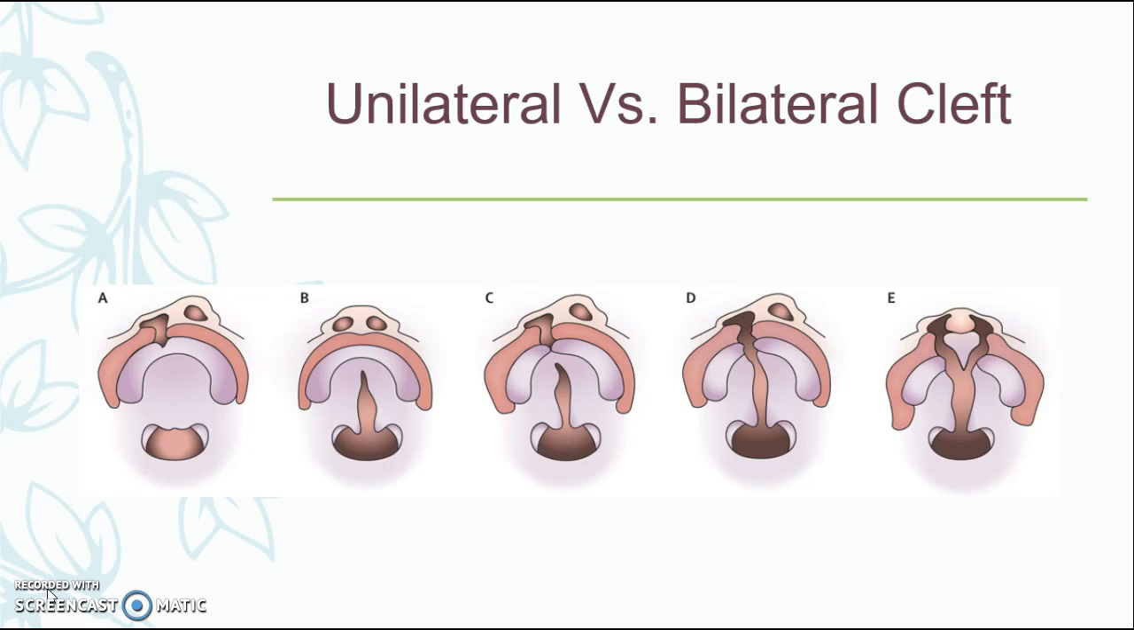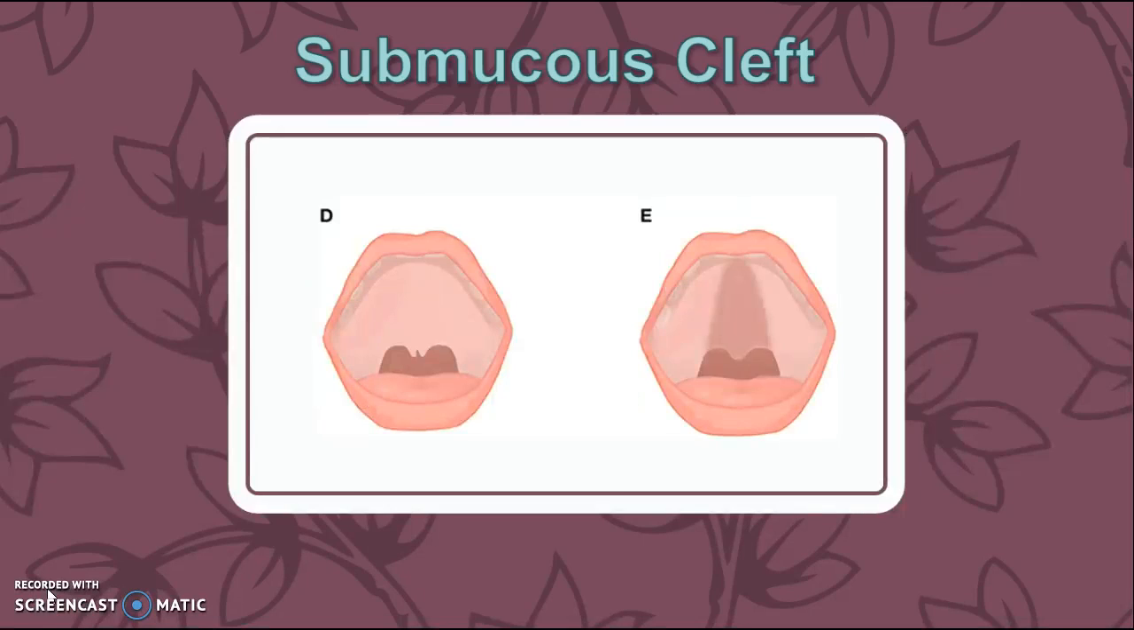Similarly, D is a complete unilateral cleft lip and palate. The cleft is a complete opening from the lip on through the hard palate. E shows a complete bilateral cleft lip and palate. It is bilateral because the cleft runs in two directions, starting through the lip and on through the hard palate.